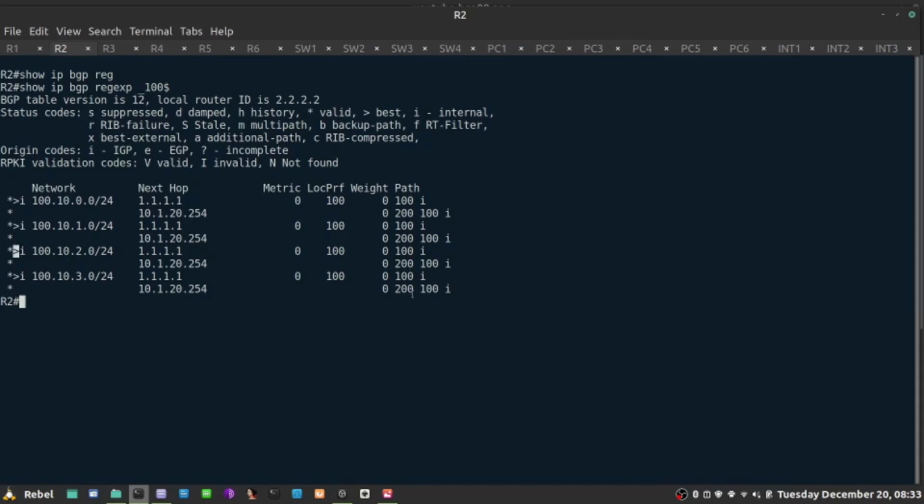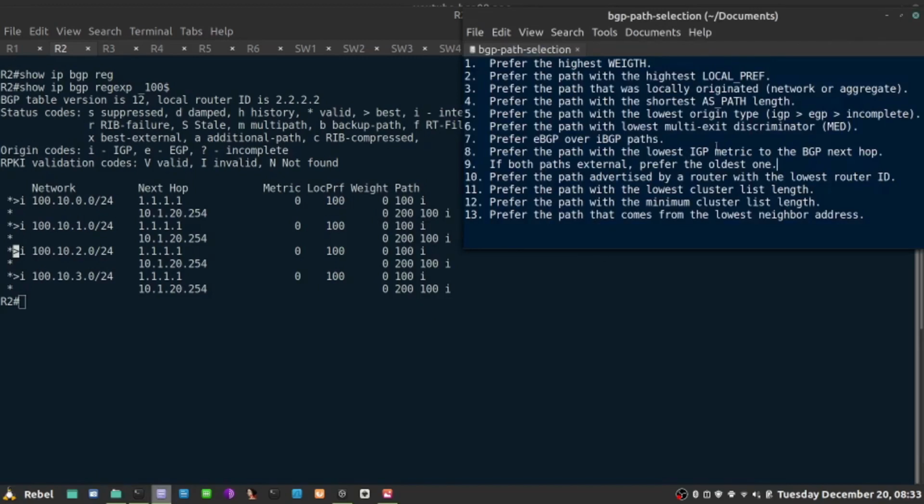And now why is that? Let's step back a little bit and look at this algorithm. I put this together just to show that. The first thing we do if there are multiple paths available on the BGP router is look at the weight, and we've seen that. Now the weight is actually identical for all of these.